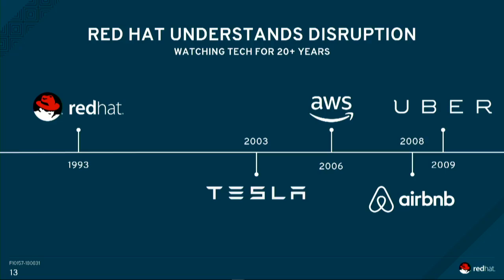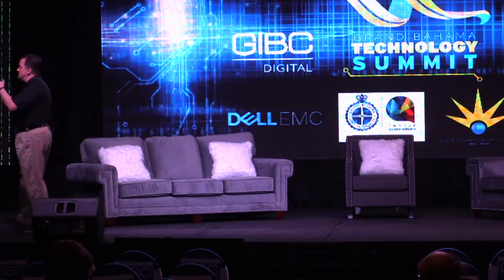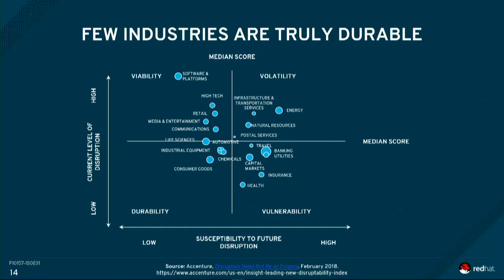We understand disruption. We disrupted the Unix market back in the 90s and early 2000s. We were that innovator that came in from behind from the garage with a dog and a bag of Oreos. We've watched Tesla, we've watched Uber, we've watched Amazon, we've watched Airbnb, and enabled a lot of them to do what they're able to do to disrupt the industries that they're in.